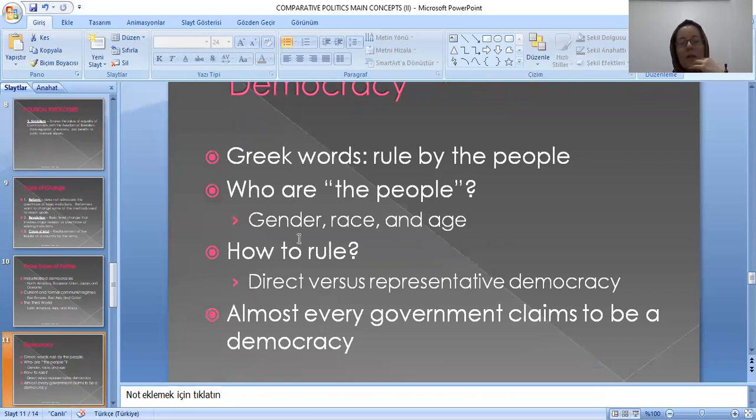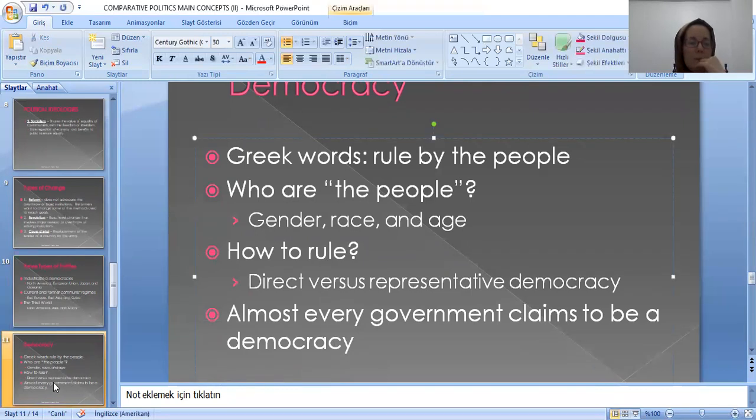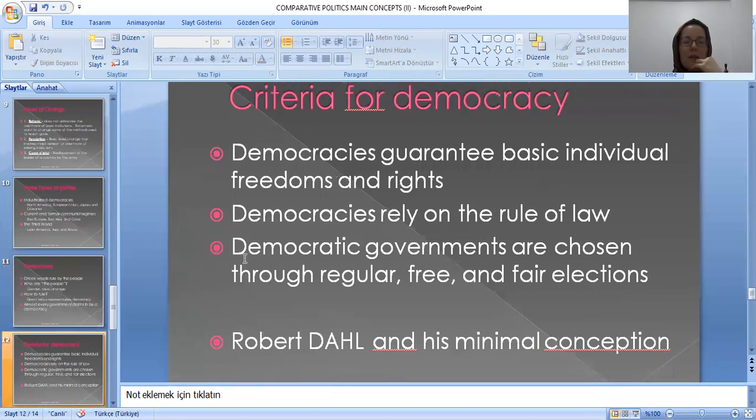How to rule: direct versus representative democracy. Almost every government claims to be a democracy. Criteria for democracy. Democracies grant basic individual freedoms and rights. Democracies rely on the rule of law. Democratic governments are chosen through regular, free and fair elections. Here, Robert Dahl and his minimal conception of democracy is important.